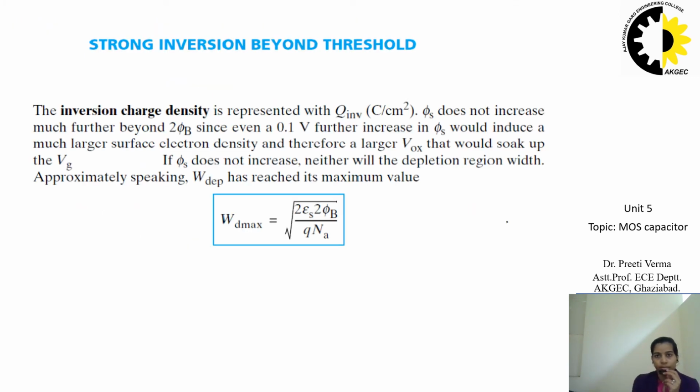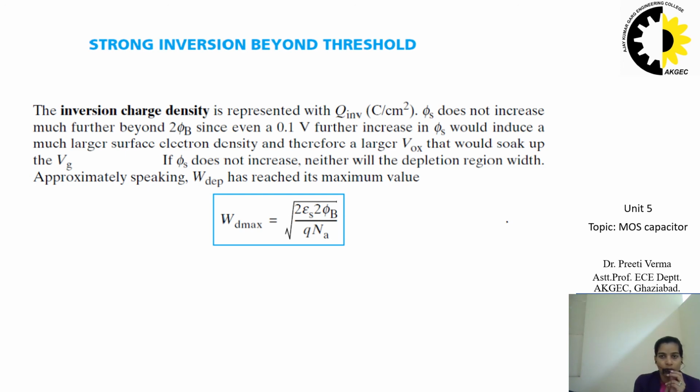Strong inversion beyond threshold. Energy band diagram at the strong inversion, when Vg is greater than Vt, we can analyze the inversion layer which is filled with inversion electrons. The inversion charge density is represented with Q inv, Coulomb per centimeter square.